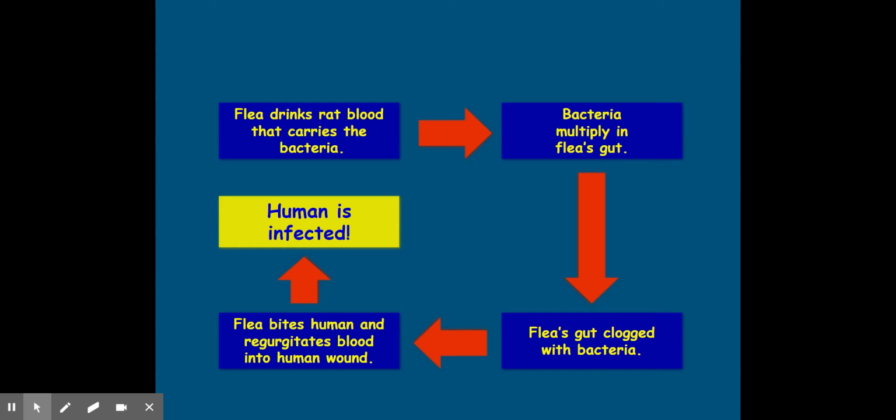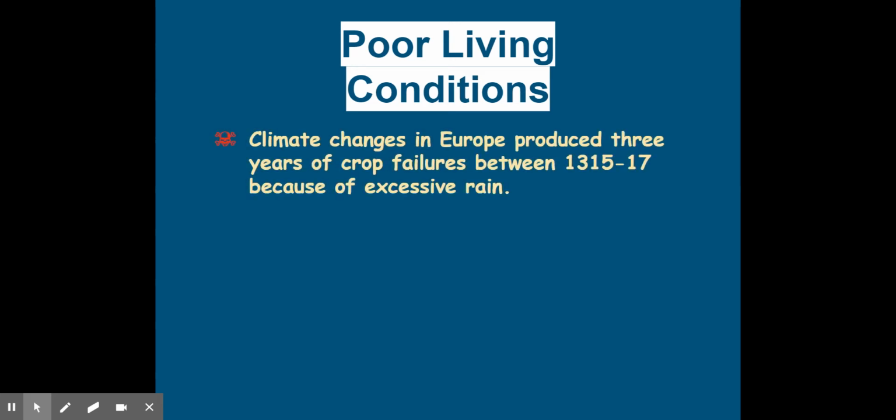The flea then bites a human, and as it bites the human, some of that bacteria comes out inside the wound, and then the humans will get infected. Poor living conditions in Europe at this time helped the disease to spread. At that time, as we can see, there's a little bit of climate change.